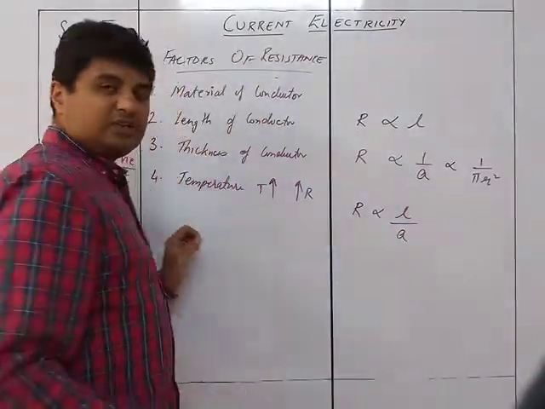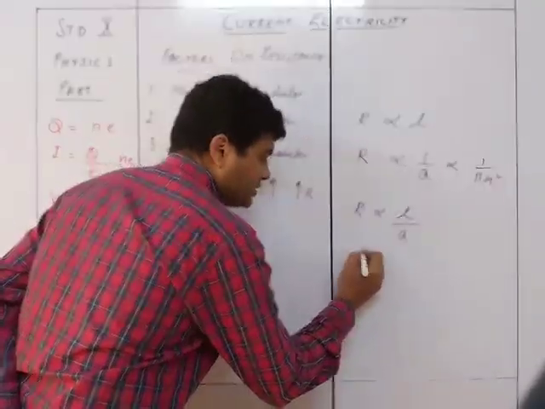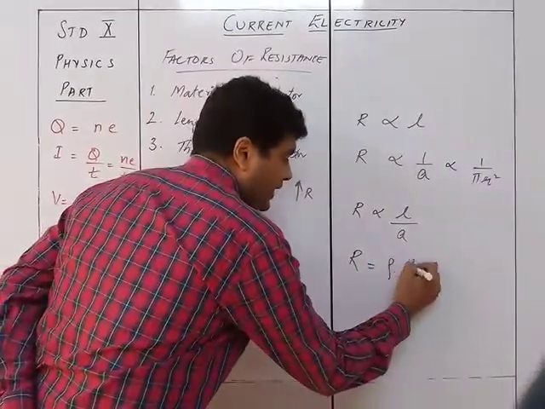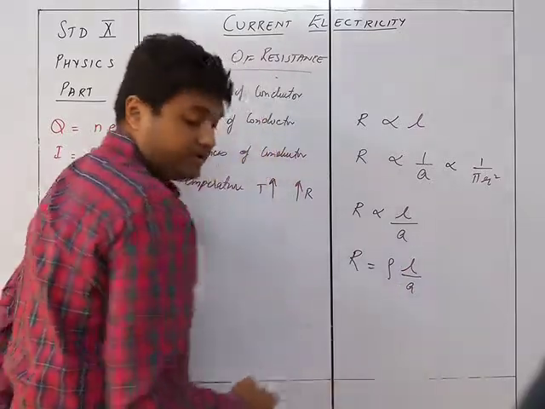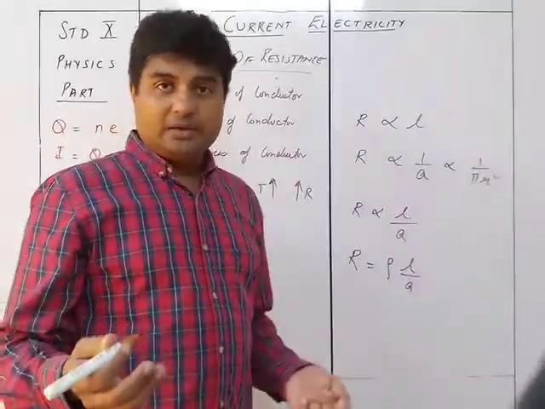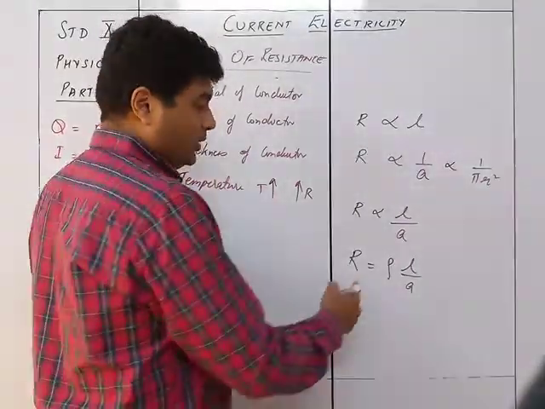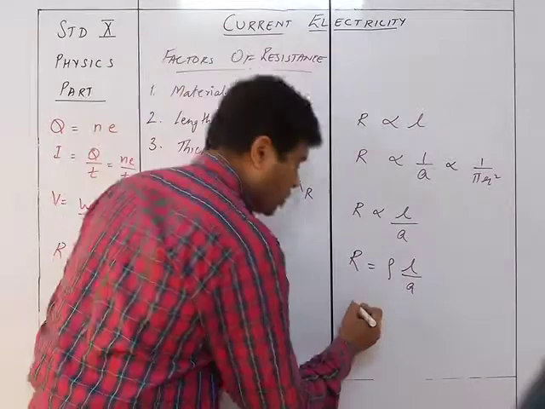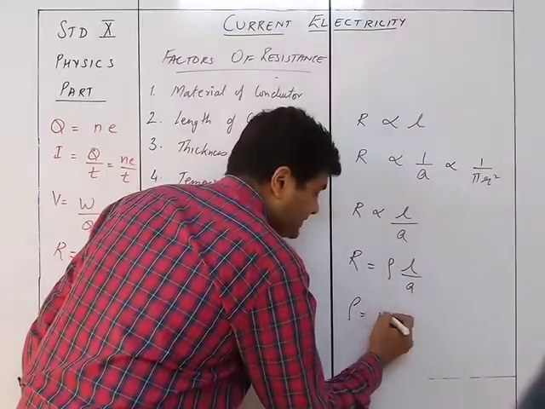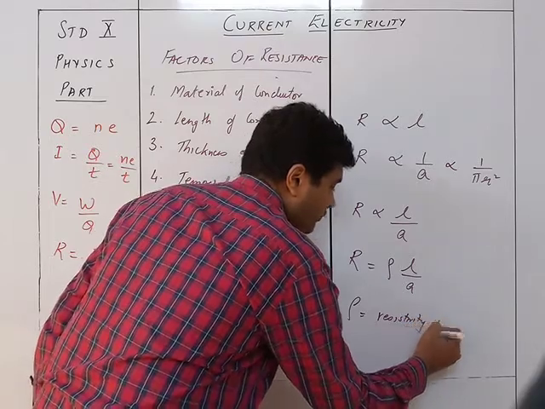Now to remove the proportionality sign, we are going to take a constant, and that constant is taken as rho, so R equals rho L upon A, where rho is going to determine the type of the material it is, the resistivity of the material. So that's why rho is the resistivity of the material.